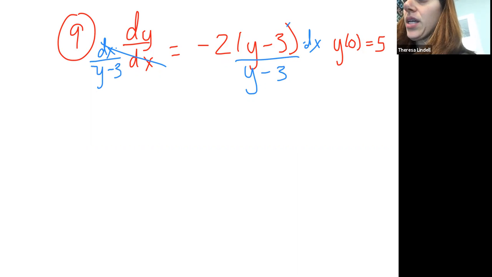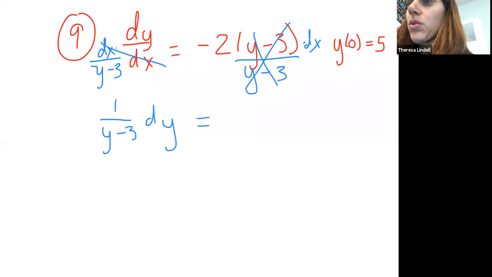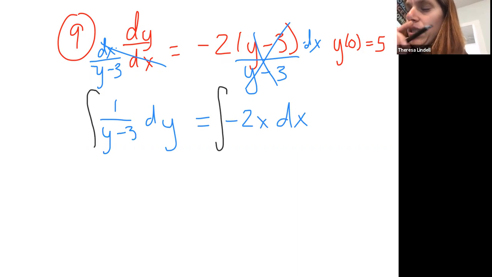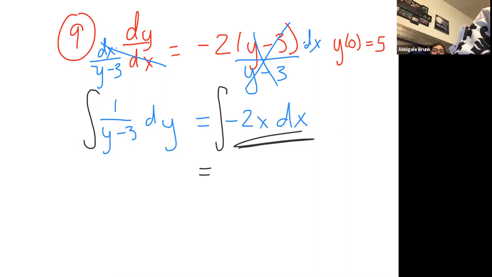So there we go. Then we are going to have 1 over y minus 3 dy equals negative 2 dx. As soon as you are in this position, you should be thinking we are going backwards, because essentially we've got to get rid of the dy dx. This time, I think this side's easier. What's backwards from negative 2x? Wait, why is it negative 2x if it was just negative 2?